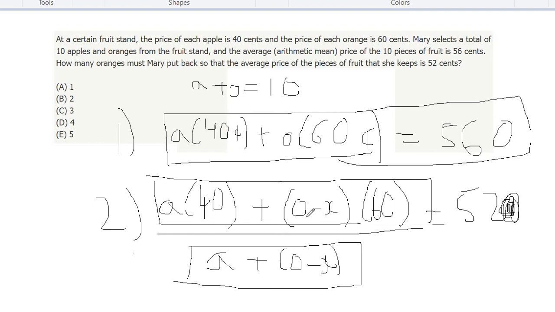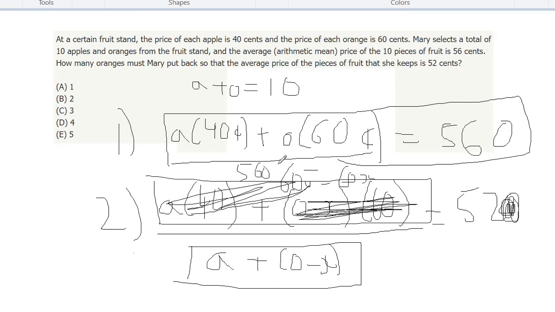So A times 40 plus 60O minus 60X, right? What is that equal to? A times 40 plus 60O is equal to 560. So this top part actually becomes 560 minus 60X. What about the bottom half? We know A plus O is 10, so it becomes 10 minus X, and that is supposed to equal 52.